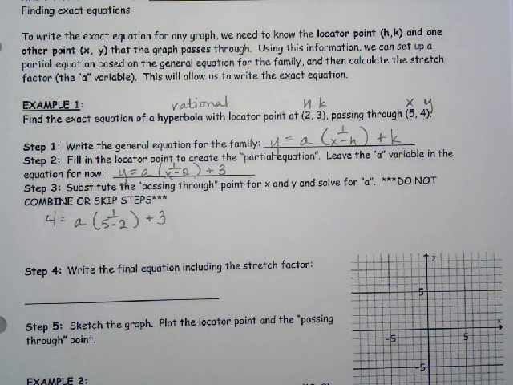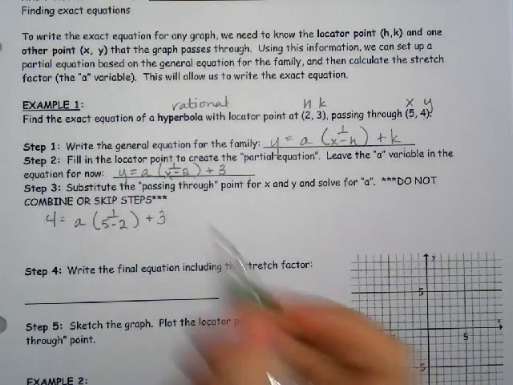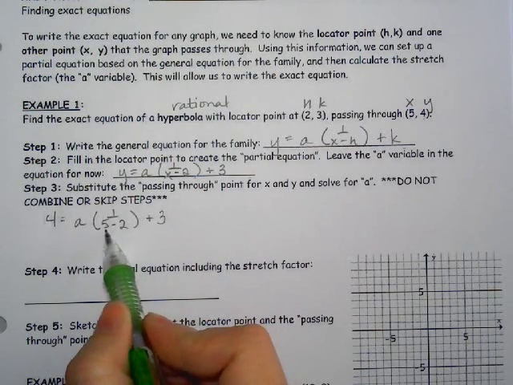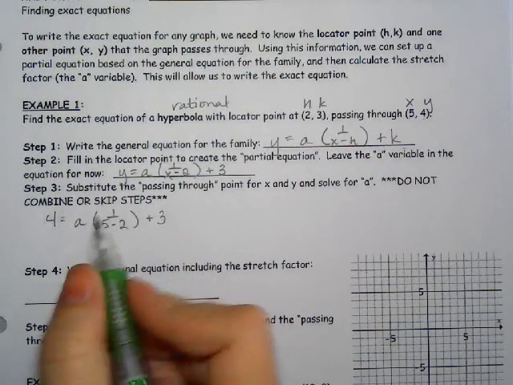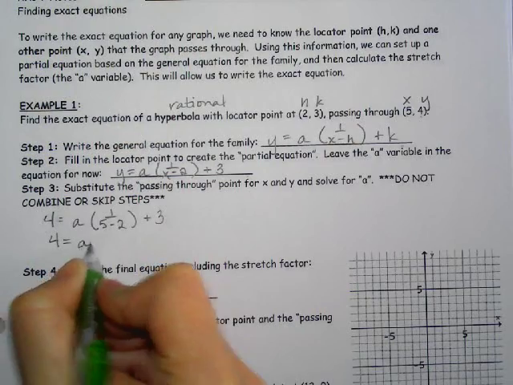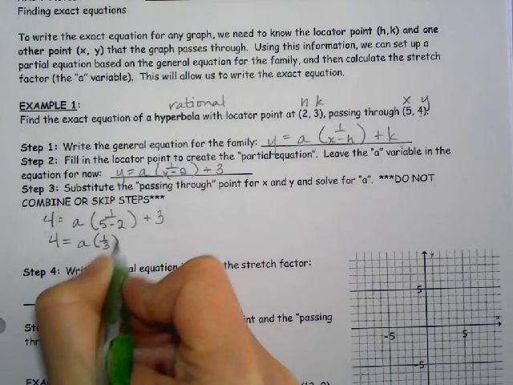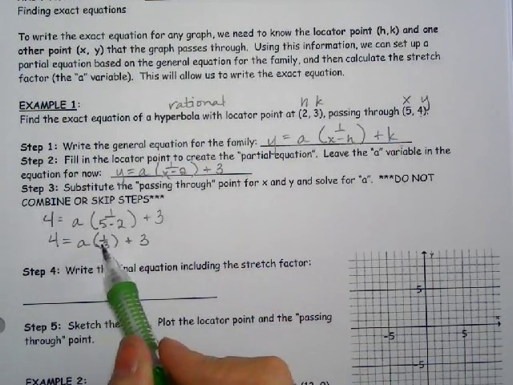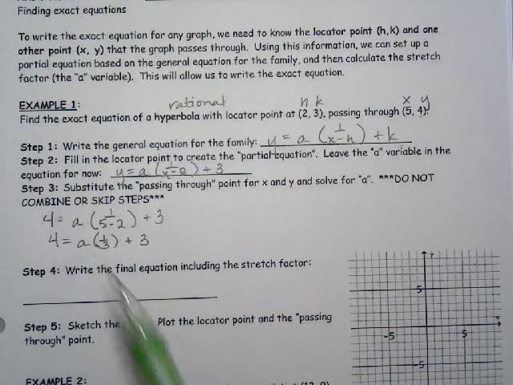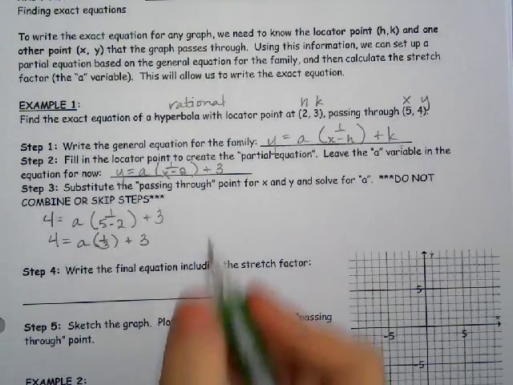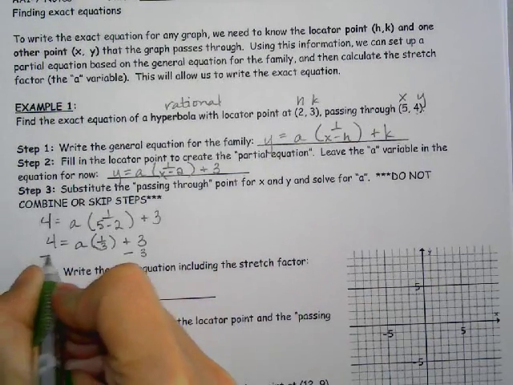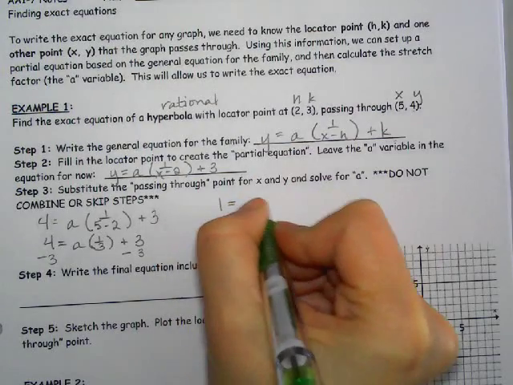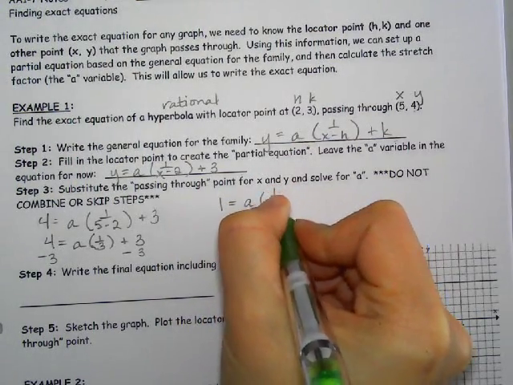So now what I'm going to do is simplify what I can and then solve. So the first thing I'm going to do is simplify the denominator here. So 5 minus 2 gives me 3. So 4 equals a times 1/3 plus 3. Remember that you're multiplying these two, so in the order of operations, you multiply and divide before you add and subtract, and then when you're solving, you go backwards with that. So you need to get rid of that plus 3 by subtracting 3 from both sides. So I have 1 equals a times 1/3.